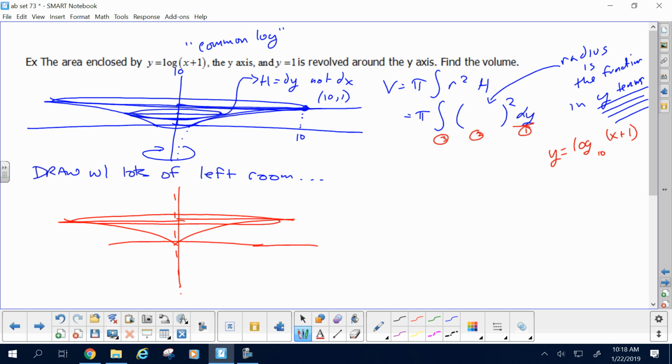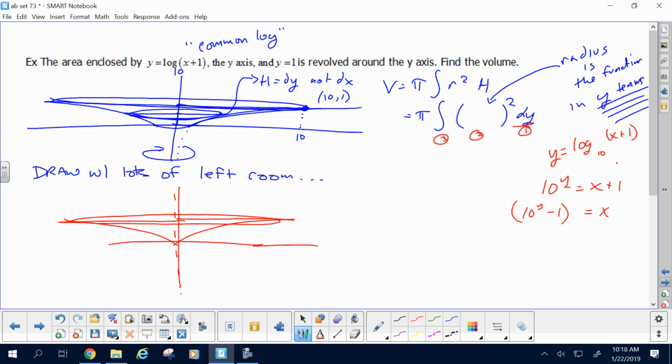How do you rearrange this in y terms? How do you solve for x and put it in terms of what? What's the opposite of log base 10? What's the inverse of log? Exponential. 10 to the y equals x plus 1. So what is x? 10 to the y minus 1. Probably wish I wouldn't have done that x plus 1 shift. Oh well, what are you going to do?